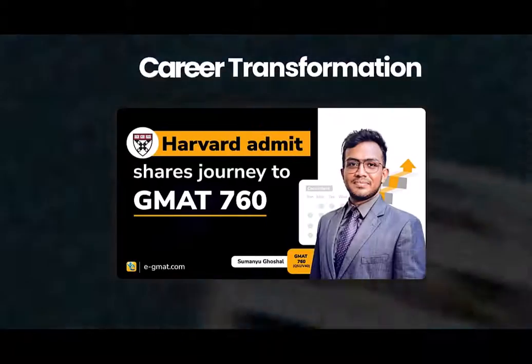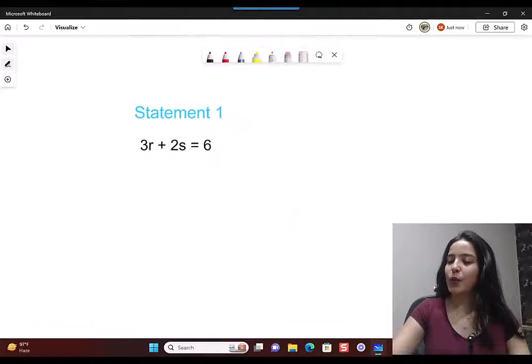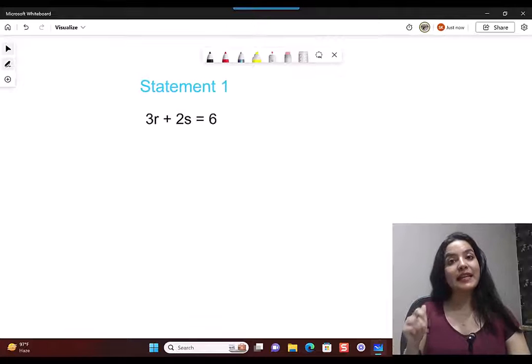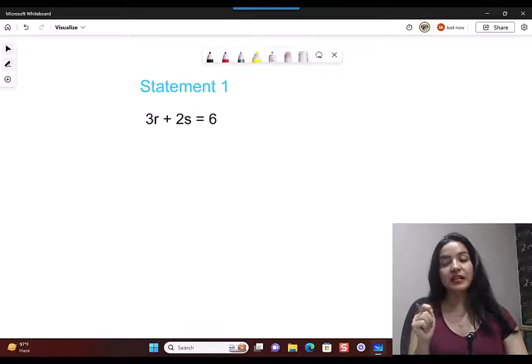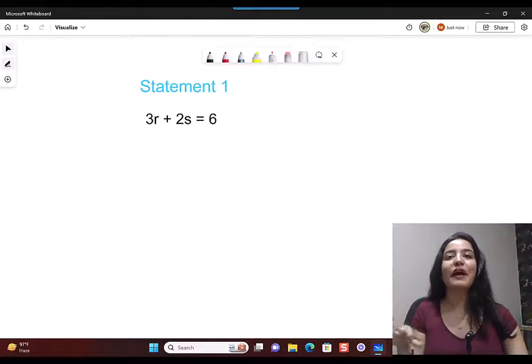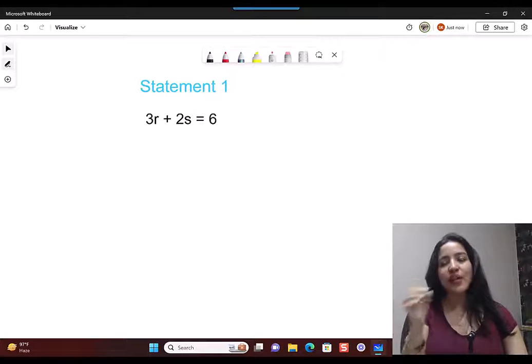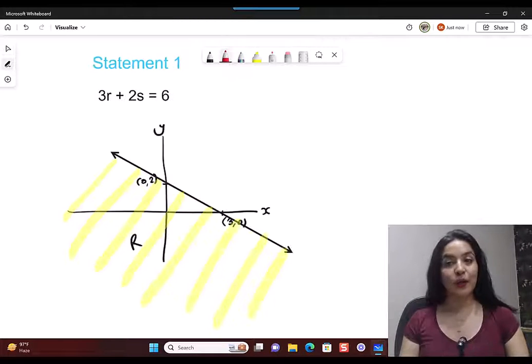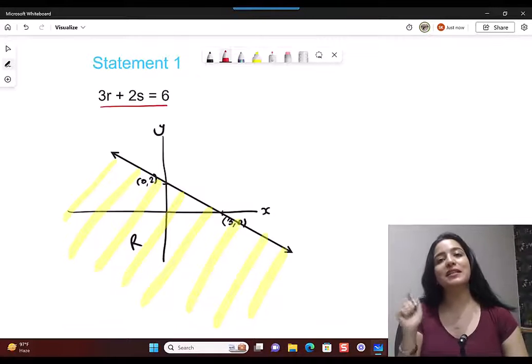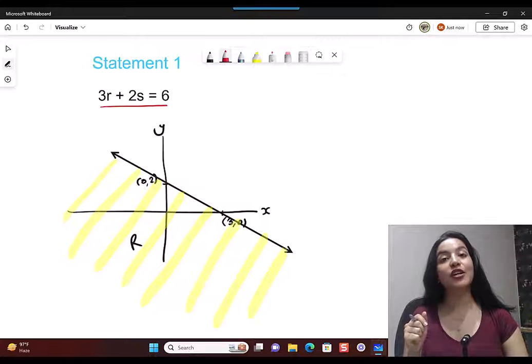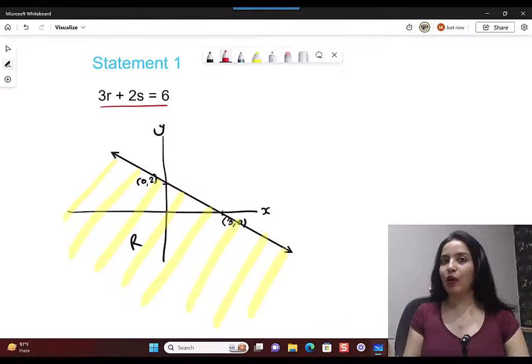For now, let's continue. Alright, so what does statement 1 say? Statement 1 tells us that 3r plus 2s is equal to 6. Now, when I'm doing my statement analysis, I need whatever my question stem gave me, right? So let me quickly bring that here. Here we go. Now it's time to understand statement 1. What is this telling me? Again, try to visualize this. What is this thing? This is a linear equation in two variables. If you plot it, you know it's going to be a straight line, right?